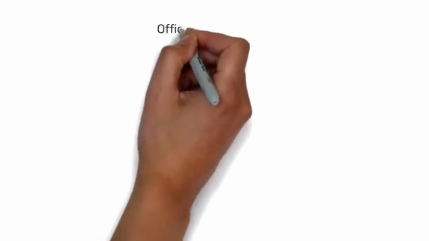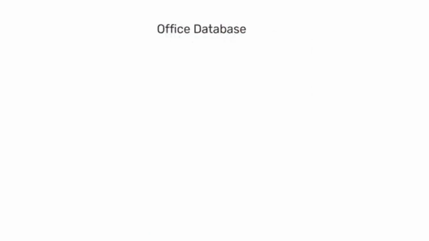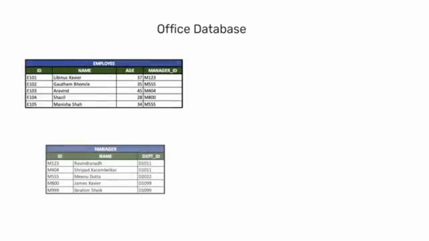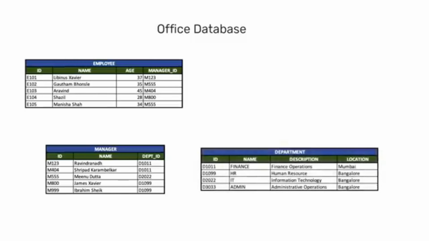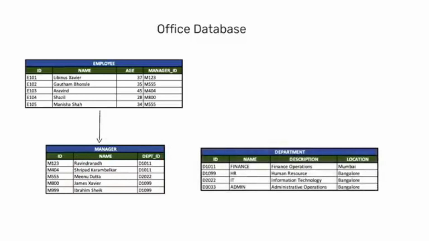As an example, if we consider an office database, it will have information related to employees, managers, and departments. These details are stored in different tables, but these tables will be related to each other through certain columns. Here, employee and manager tables are related through the manager ID column, which is present in both these tables. In a relational database, foreign key constraint is used to form relation between different tables. Similarly, manager and department tables are related through the department ID column.